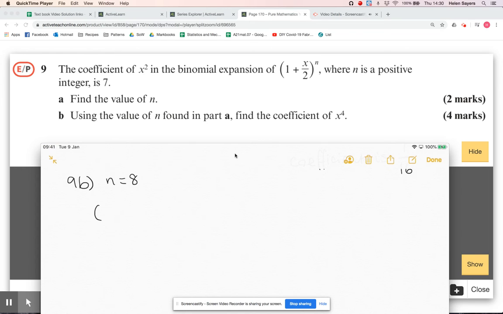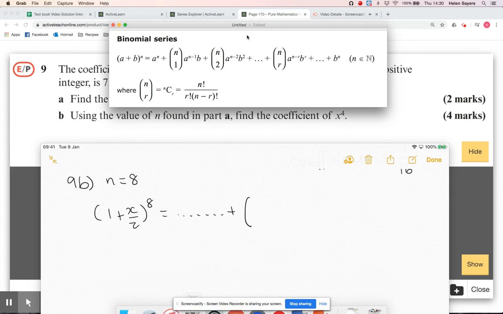So we are expanding (1 + x/2) to the power of 8, and they want the coefficient of the x to the 4 term. So I could just go up to x to the 4, but it's going to be quicker if I can just go straight to a specific term. So if you are given the formula, so if we get that up.